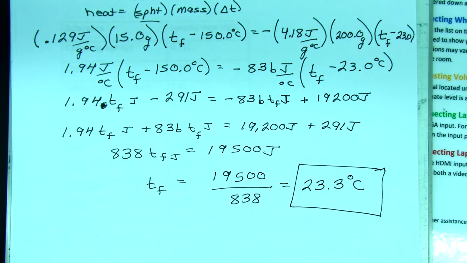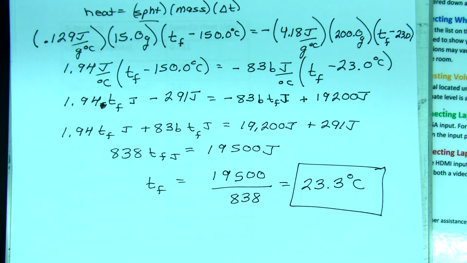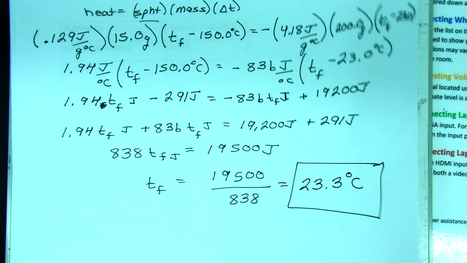So when you look at this, you say, does this seem like a reasonable answer? And the answer is yes. I got a little sloppy tracking my units there, but it comes out in degrees Celsius. So you think about it, the water started at 23 and it only went up 0.3 of a degree. But that's okay because when you look on the next page at the specific heats, what do you notice?